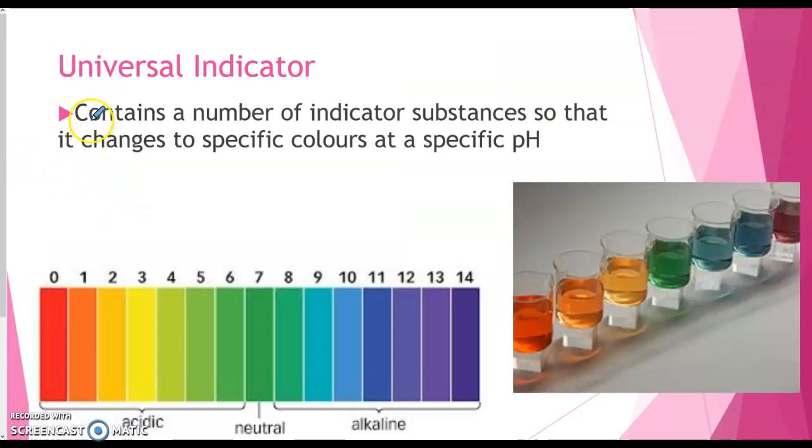Universal indicators. Universal indicators are a mixture of different pH indicators that will change colors at different times, and you get this nice spectrum of colors. So it looks just like the rainbow. At 0, you have red, and then it changes to orange, to yellow, to green, to blue, and then purple or violet. Universal indicators just show you that wide range.